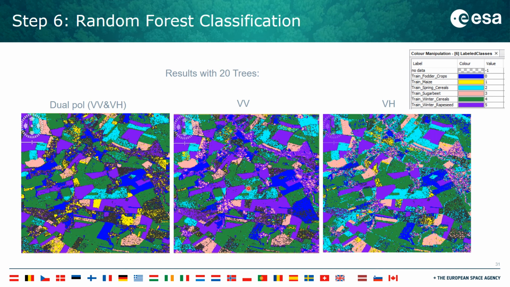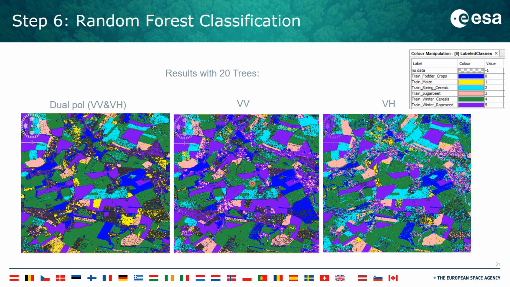These are the results with 20 trees. There is the dual-pol VV and VH, and there is also VV only and VH only. The classification results using single polarization channels, VV and VH, have been produced for you, and you can find them in Outputs Backup, Step 6, Single Polarization. You don't need to produce them now; I suggest that you just open them and compare them with the dual-pol one. We can see that the one that seems to be more consistent is dual-pol. So this is a benefit of using as much data as possible.